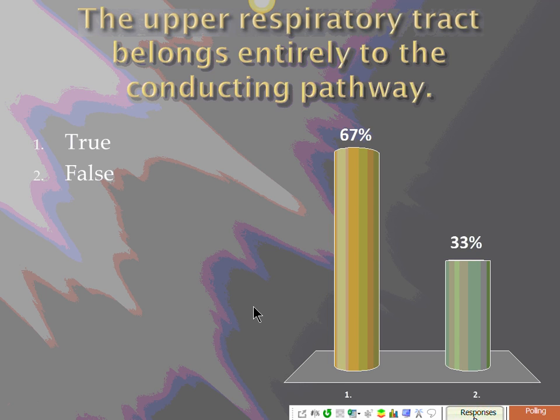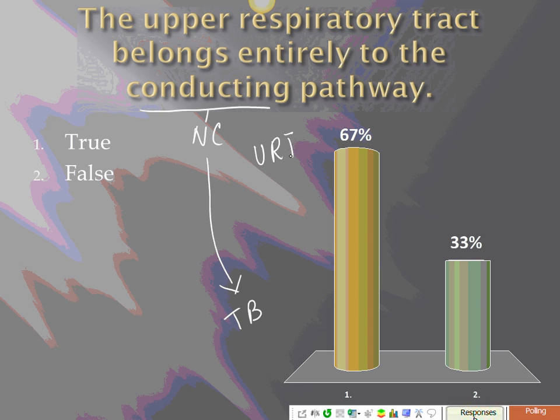True. Remember, the upper respiratory tract is from the nasal cavity to the larynx. And the lower respiratory tract was the trachea till the alveoli. So the upper respiratory tract is entirely conducting because the conducting pathway was from the nasal cavity down till the terminal bronchiole. So here you have it includes the upper respiratory tract and part of the lower respiratory tract, right? You understand that, isn't it? The conducting pathway.